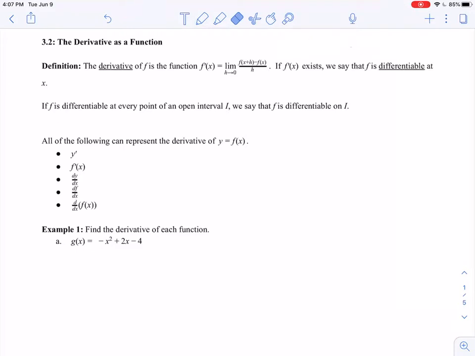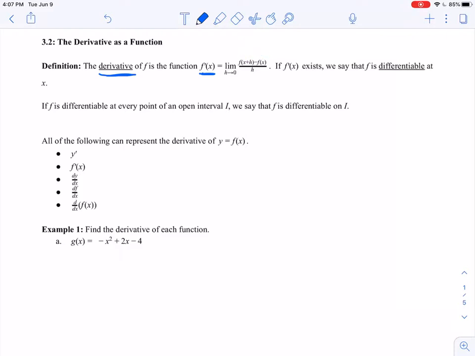And we're going to talk about the derivative as a function. So the derivative of f, so here we're going to talk about the actual derivative, is f prime of x equals the limit as h approaches 0. And notice this is actually the same formula we had before. We're just using x in place of a. So we have f of x plus h minus f of x divided by h.